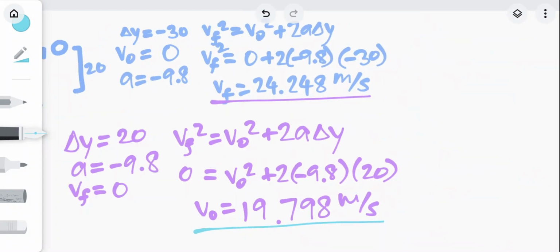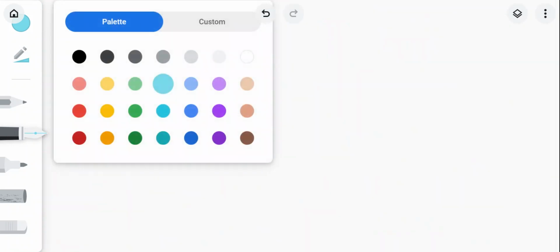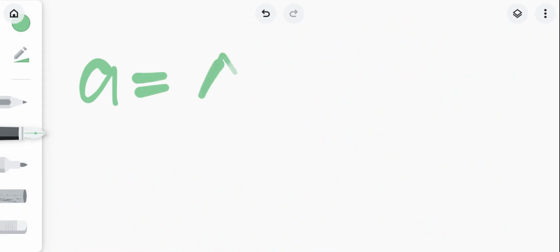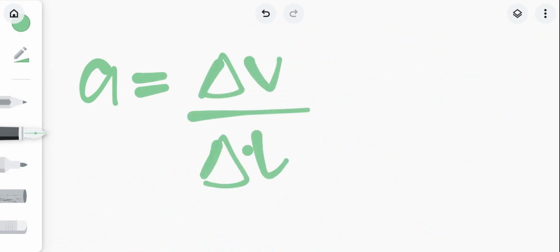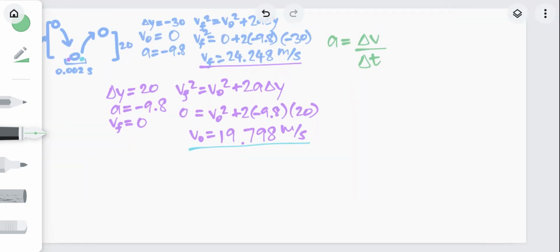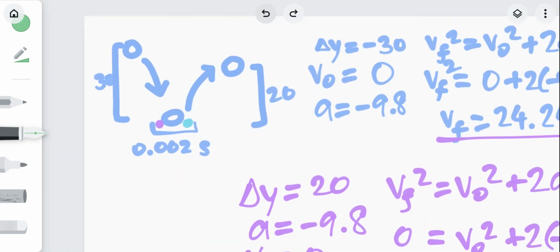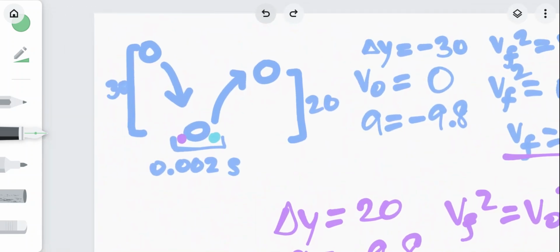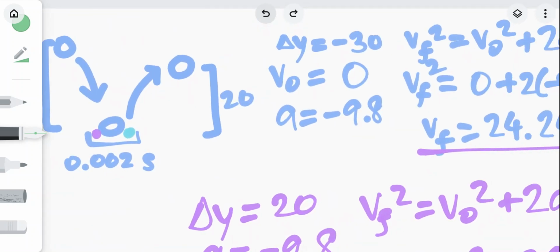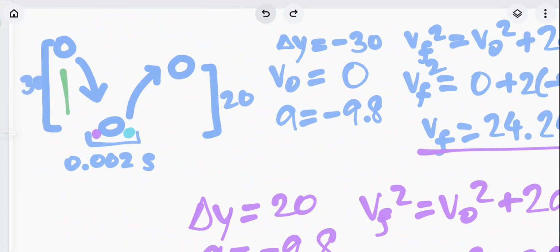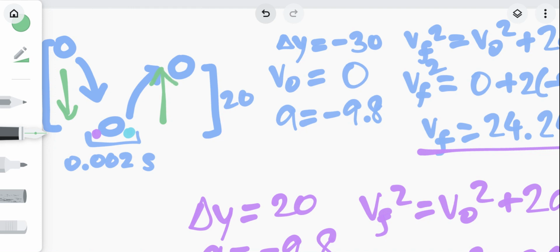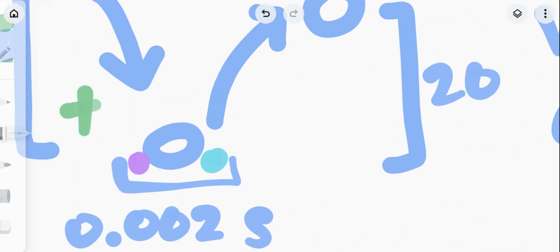Now, interesting part. Acceleration is what? Change in velocity over change in time. Our initial velocity in this case is this, and our final velocity is this. But you also have to realize that since velocity includes magnitude and direction, it's a vector. This side is going down, and this side is going up. Depending on your frame of reference, you can decide what you want to do. So I'm just going to say that this side is positive and this side is negative.